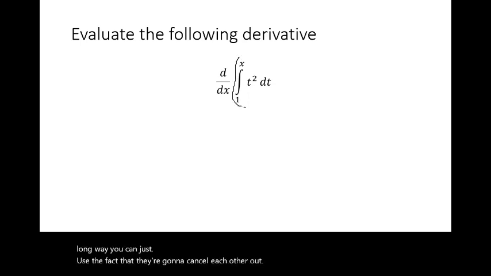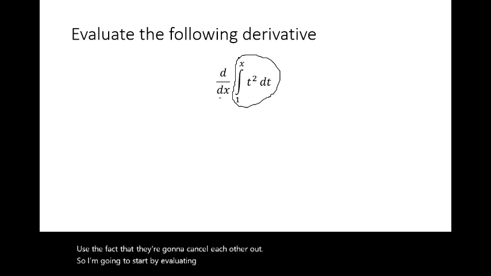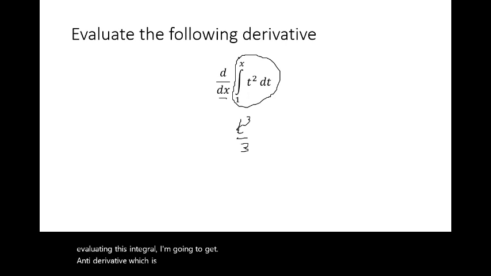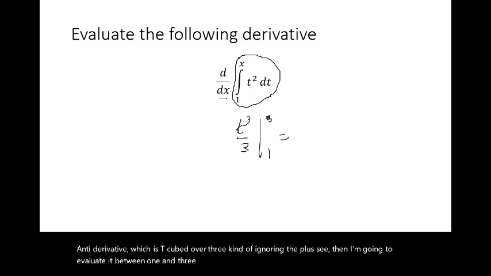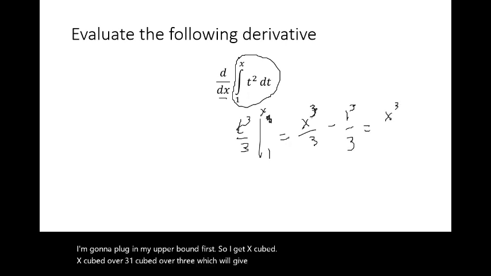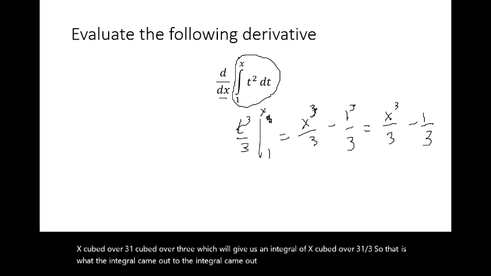So I'm going to start by evaluating this integral, and then I will get to the derivative next. So evaluating this integral, I'm going to get the antiderivative, which is t cubed over 3, kind of ignoring the plus c. Then I'm going to evaluate it between 1 and, sorry, 1 and x. There we go. I'm going to plug in my upper bound first, so I get x cubed over 3 minus 1 cubed over 3, which will give us x cubed over 3 minus 1/3. So that is what the integral came out to.